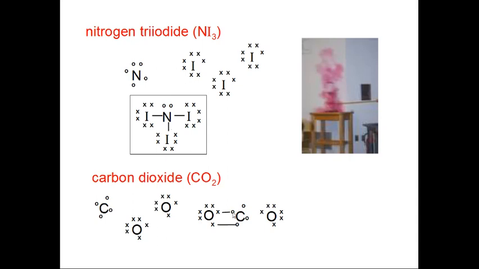If it just shared 1, it would be 7. You don't have a happy oxygen. So you share 2, and we get to 8. Now oxygen's happy sharing 2 electrons. This oxygen also shares 2. This one's happy because it's got 8 electrons.